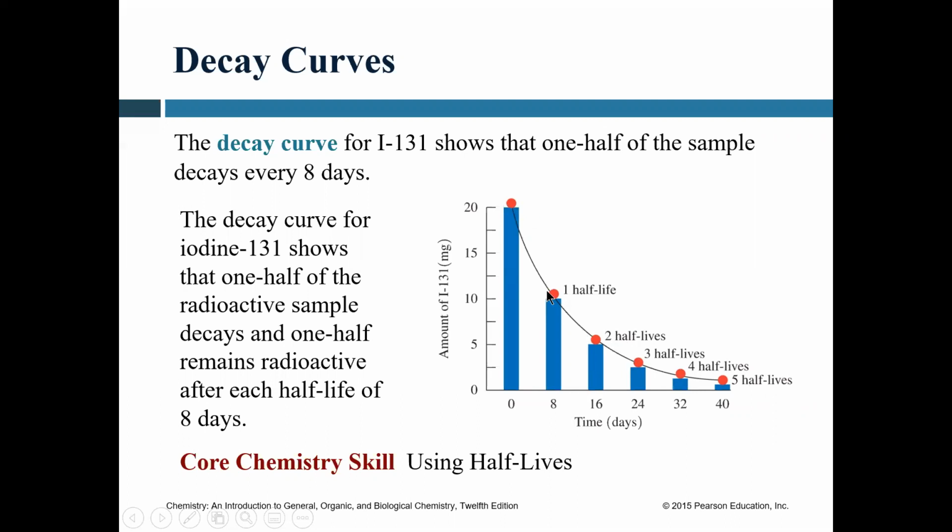Because these are specific times, it's a consistent amount of time to go from a whole to a half, that's 8 days, and to go from a half to a quarter, it's 8 days, and from a quarter to an eighth, it's 8 days, and from an eighth to a 16th, it's 8 days. Always this. We can then calculate how much time has passed, because if we only have a quarter of the original amount left, we can say 2 half-lives have passed, or 16 days.